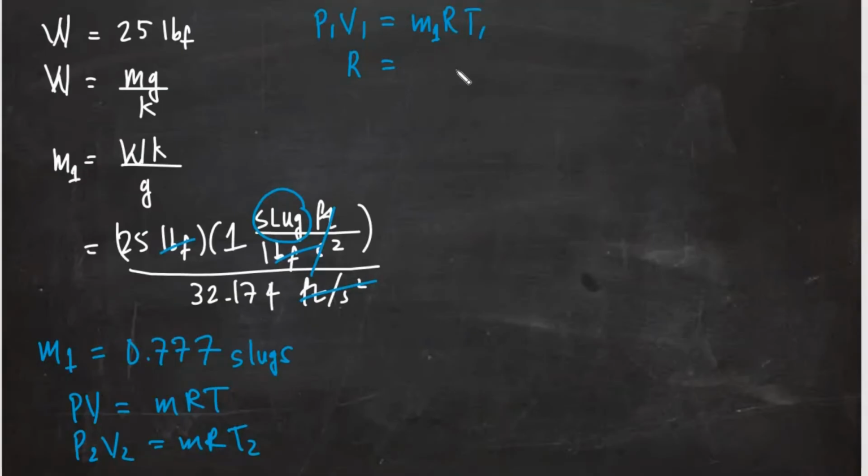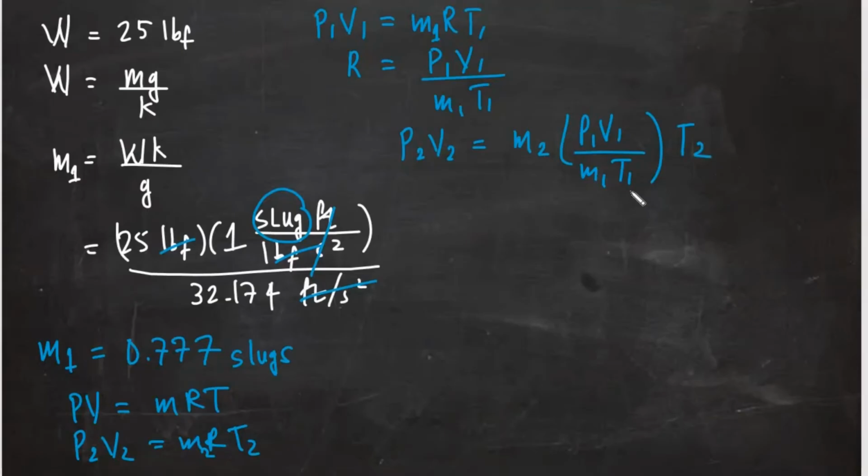M1 R T1. Okay, so therefore R would be equal to P1 V1 over M sub 1 T sub 1. Okay, we don't actually need to solve for this. We can just go ahead and input this into this equation. So if we input that, we'll have P2V2 is equal to M sub 2, let's mark this as mass sub 2, and then R is equal to P1V1 over M1 T sub 1, times T sub 2. Okay? So from this, we can already solve M sub 2. And M sub 2 is clearly P2V2 over T2 all over P1V1 over M sub 1 T sub 1.